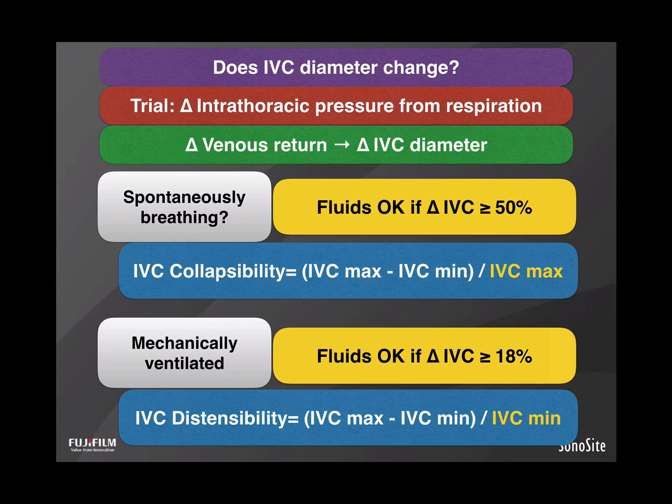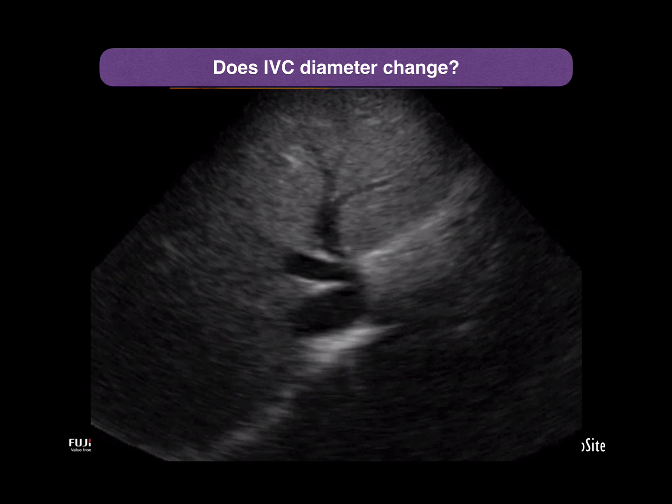So how do we image the IVC on ultrasound? This is what I like to do. I like to find the short axis of the IVC, as seen here, where you have a bunny sign where the IVC is the head of the bunny and the hepatic veins dumping into the IVC are the ears. And then I like to rotate the indicator 90 degrees so that I get a long axis view of the IVC.